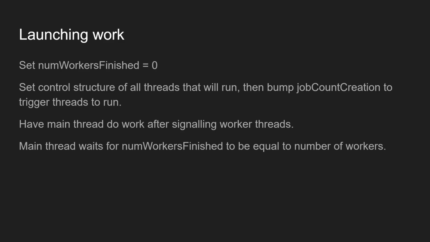How do you actually launch work on a worker thread though? When there's a new job, the main thread will first set the number of workers finished to be 0. It then sets the control structure of all the threads that will run and bumps the job count creation to trigger that thread to run. At this point, the worker threads are off to the races, and the main thread can join in to do its share of the work.